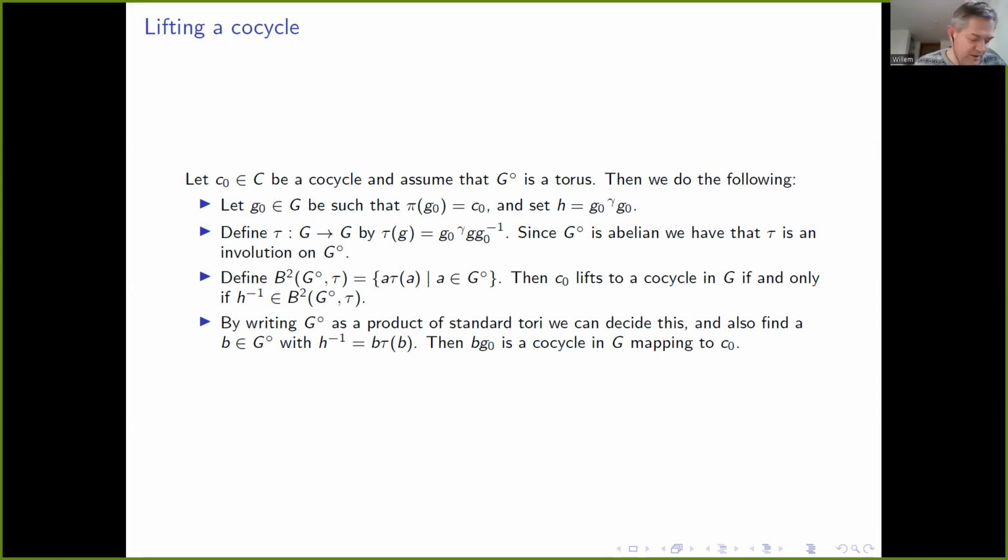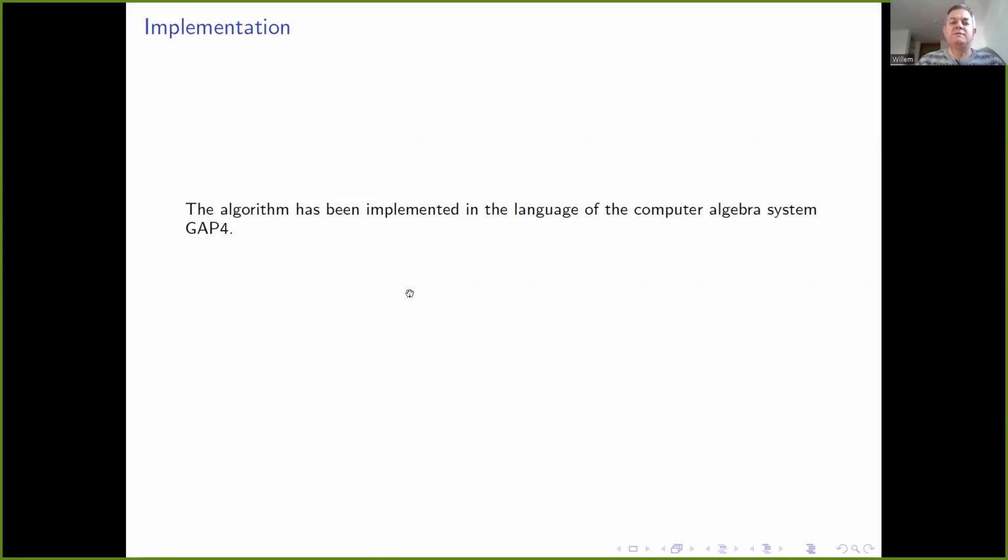Now, to the last part of the talk. Probably finish a bit early. On implementation. So we have implemented the algorithm in the computer algebra system GAP4. Okay. Well, with a little twist. So a lot of twisting going around here, not only on the theoretical level.